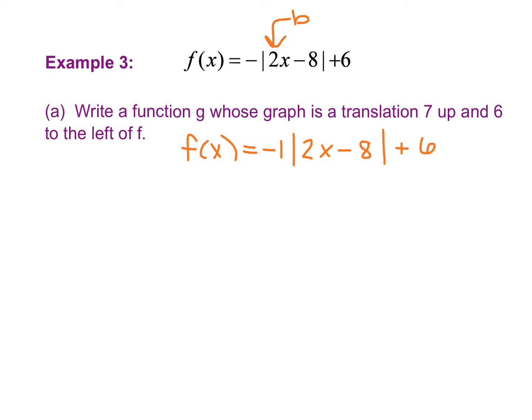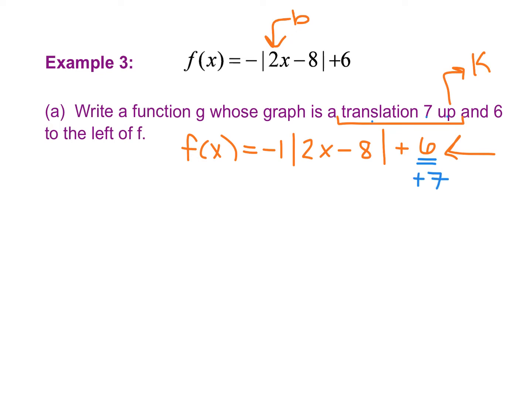So I'm going to read through my instructions, and it says write a function g whose graph is a translation 7 up. So I'm going to start there. 7 up, I know, is my k value, and I know my k value happens on the outside here. So k is on the outside. It's that number outside of the function, outside of the parentheses squared, outside of the absolute value symbols. So here, I'm going to apply that 7 to this 6. So here it says a translation 7 up, and k works just as expected, so I'm going to add 7 here.